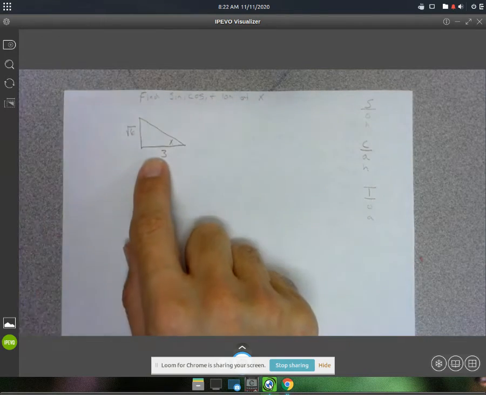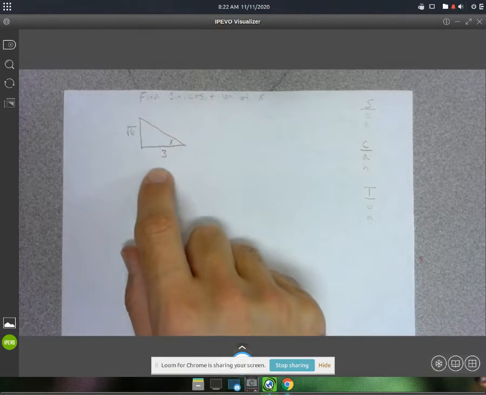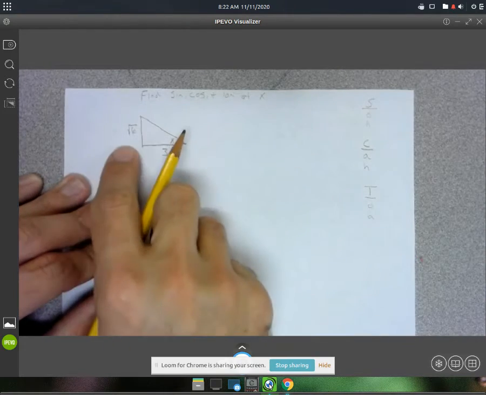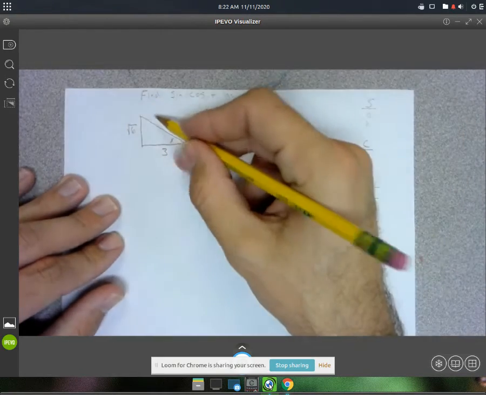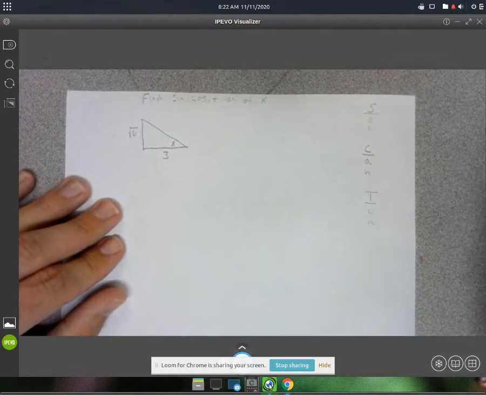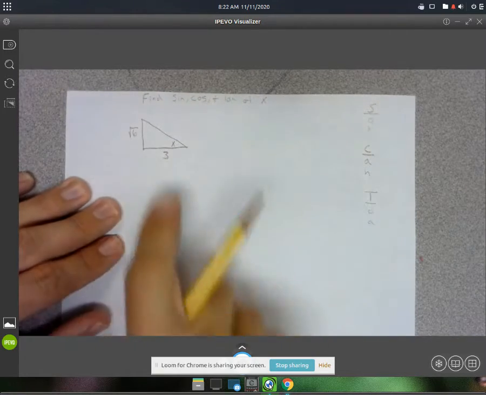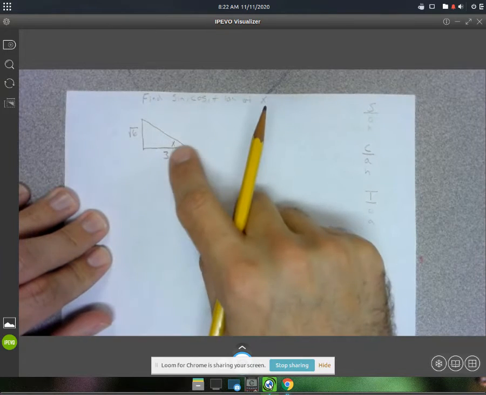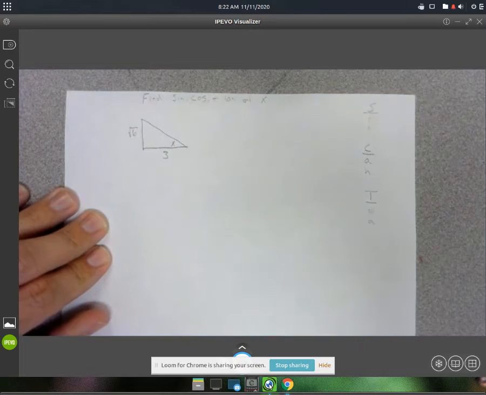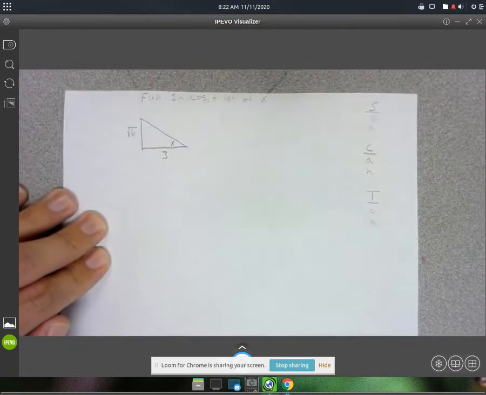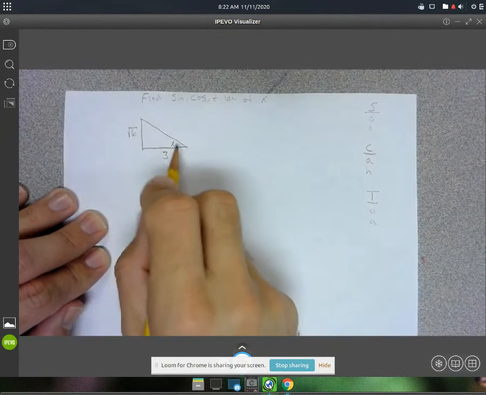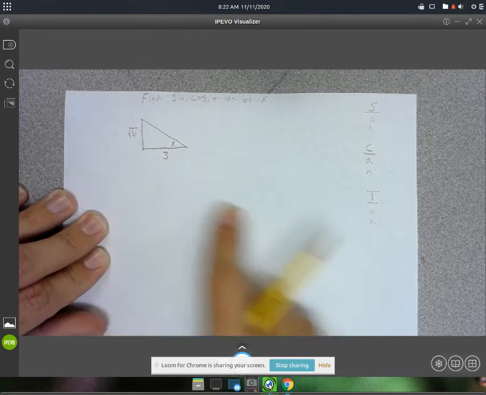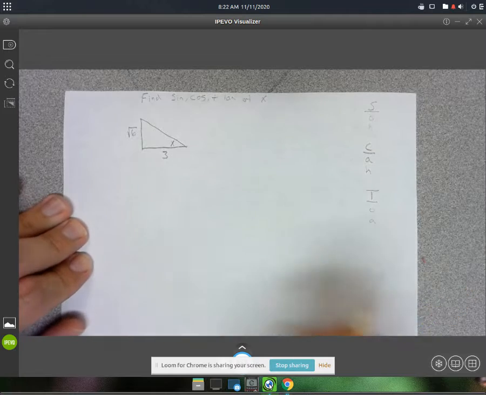All right, so I've got a different right triangle here. The side lengths are 3, square root of 6, and we don't know this third side here. Just based on the information you have right now, from the perspective of this x, the only one that you could find right now would actually just be tangent.